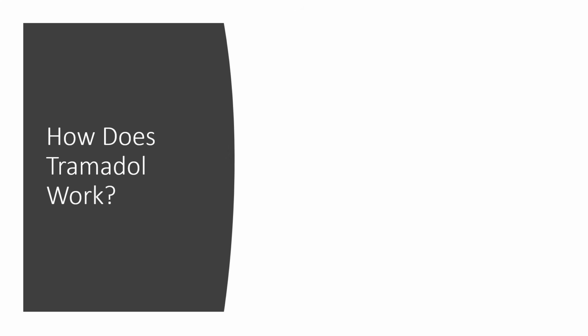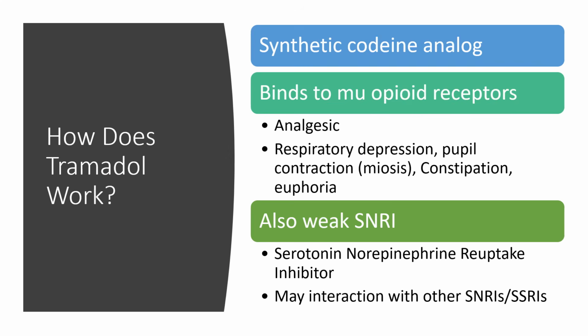So how does Tramadol work? How does the medication work? It's a synthetic codeine analog. So it was derived as a synthetic codeine analog. It binds to something known as the mu opioid receptor. So that's a receptor in the body that gives us that analgesic effect, the pain relieving effect. That's what we're looking for.